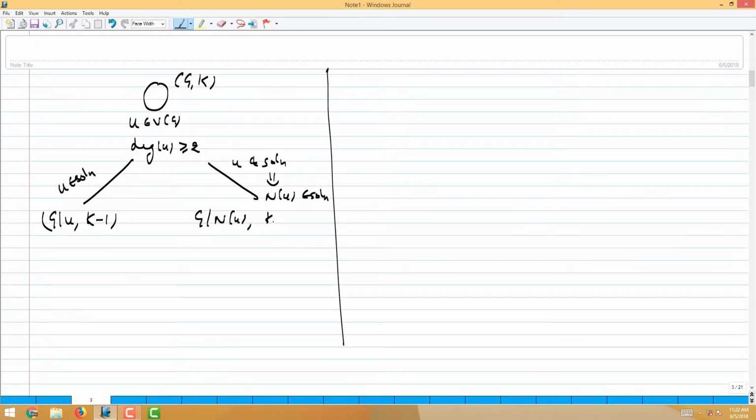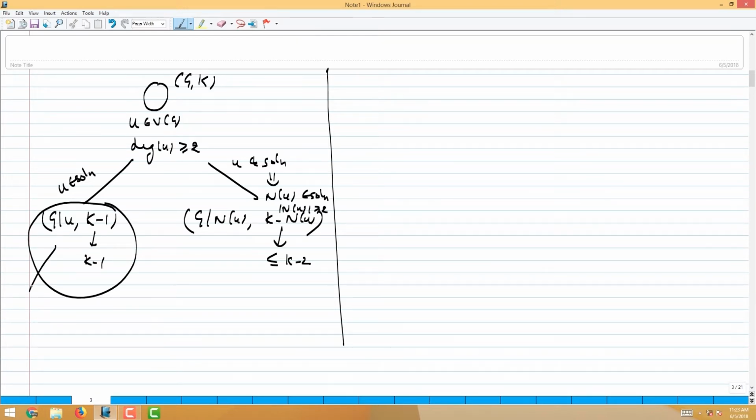And we know that this value is at most k minus 2, because N(u) is at least 2, and this value is k minus 1. So now when I further branch for this instance, I get a branching tree. Again, it will not be a complete binary tree, because when I branch here I will get an instance, some G, with k minus 2, and here I will get k minus 3, and here k minus 3, and here k minus 4, this sort of a thing.